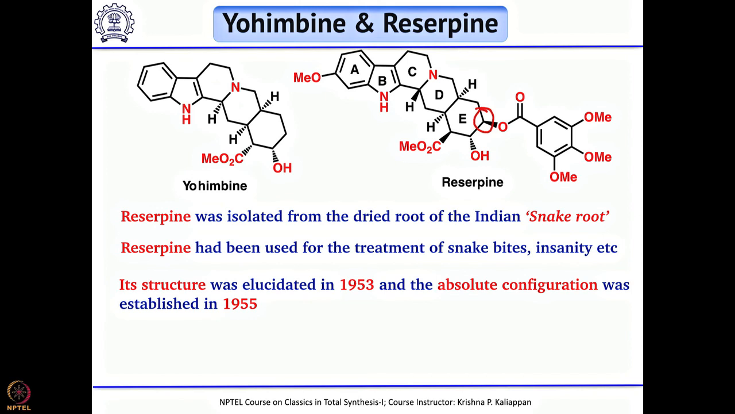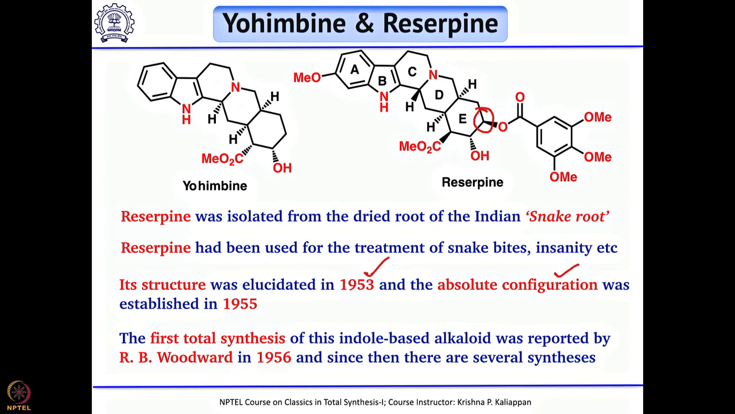It took almost 2 decades to arrive at the correct structure of Reserpine, and finally the correct structure was proposed in 1953, and it took 2 more years to propose the correct absolute configuration. A year later, the first total synthesis of this complex alkaloid was reported by none other than the father of modern organic synthesis, R.B. Woodward. Of course, there are many syntheses of Reserpine afterwards, but in this lecture, we will talk about how Woodward thought about and successfully completed the total synthesis of Reserpine.